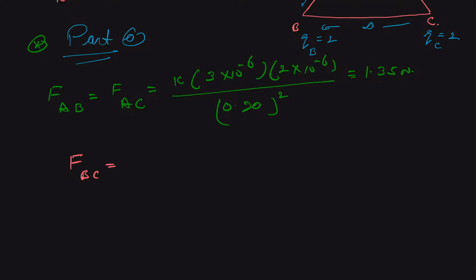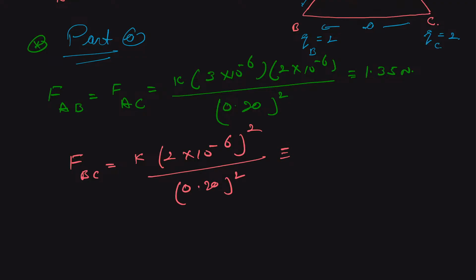Then is our FBC, and that will be equal to K, and both are the same, so this comes as 2 into 10 to the minus 6 divided by 0.2 whole square, and this will be equal to 0.90 newton. So this is this force, and now we can also find out the force on, let us suppose we want to find out the force on charge A.